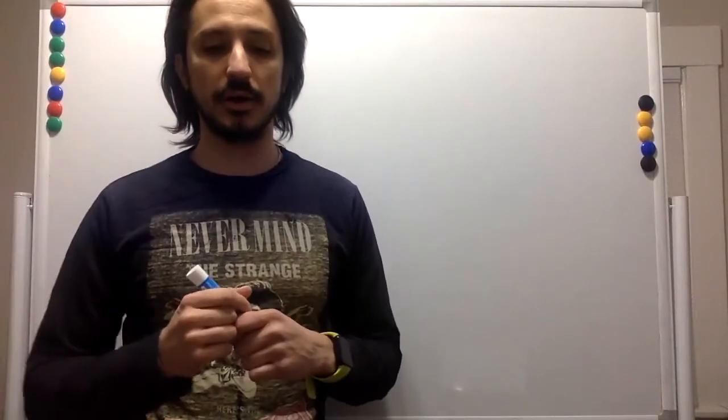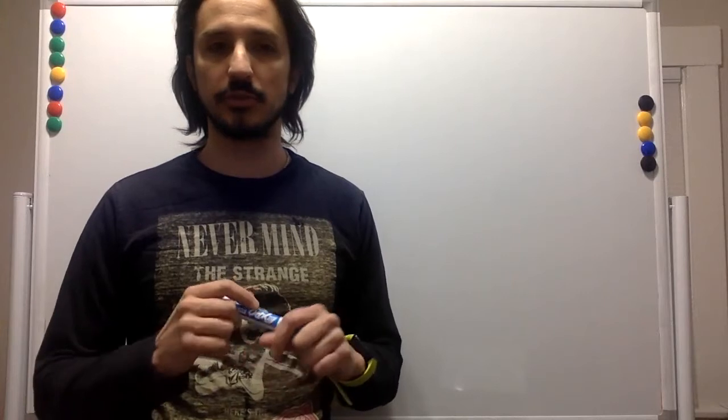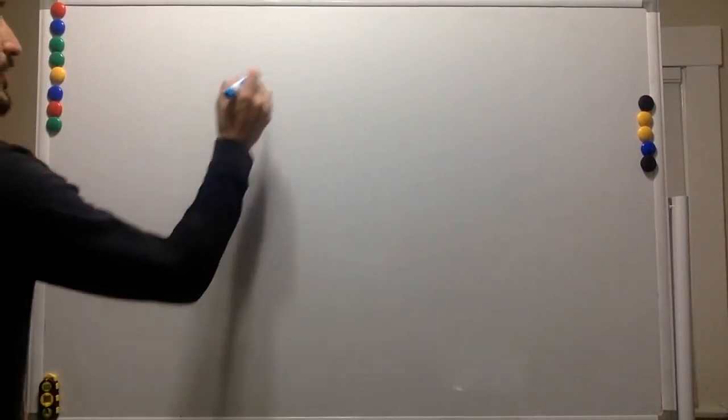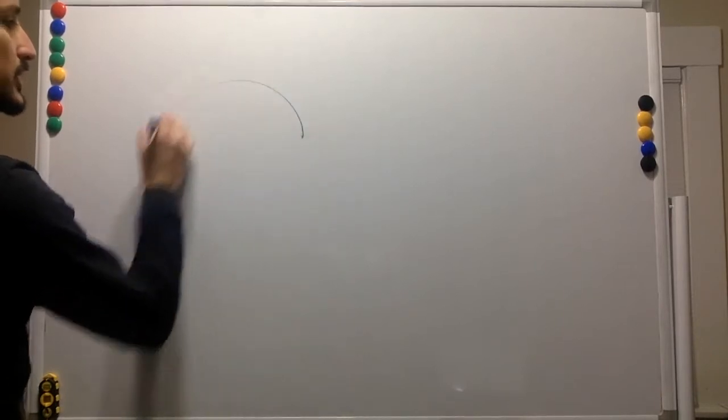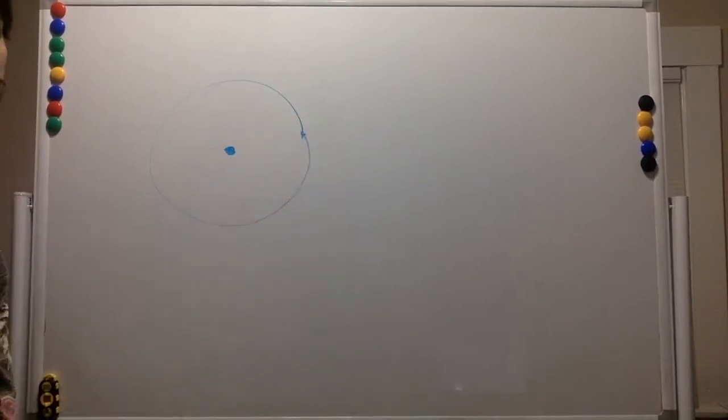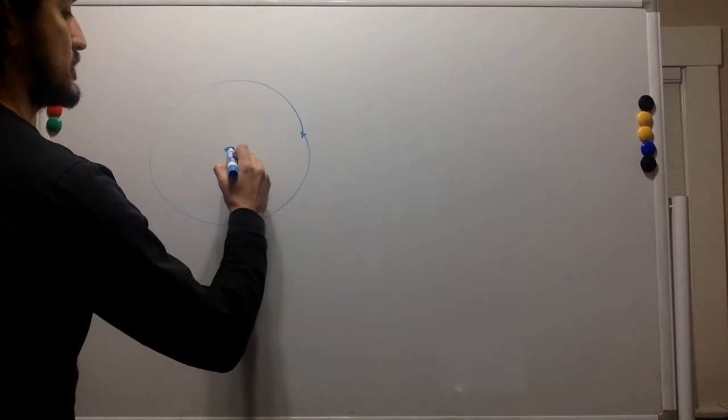So in this problem, we're going to look at the Earth and characteristics of what is rotating around the Sun. So we have the orbit of the Earth around the Sun. The Sun is over here, it's huge. And we know that the Earth is really tiny over here.